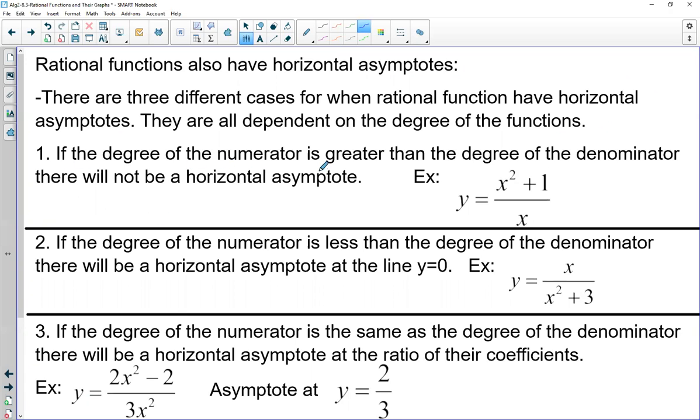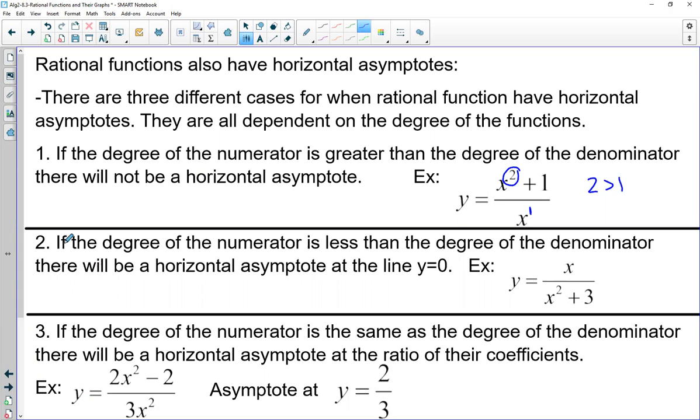So if the degree of the numerator is greater than the degree of the denominator, there will not be a horizontal asymptote. In this case, the degree of the numerator is 2, the degree of the denominator is 1, 2 is greater than 1, therefore we will not have a horizontal asymptote.